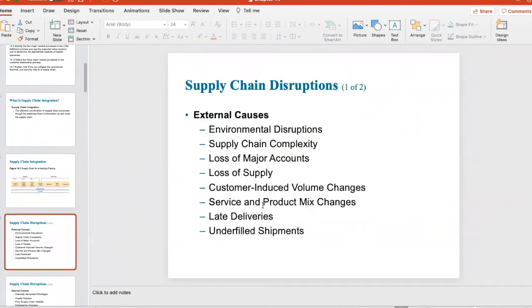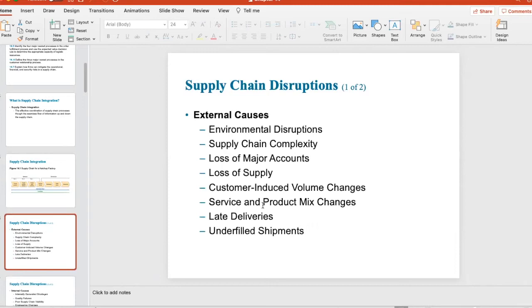Now, let's move to the supply chain disruptions. Before we even talk about supply chain integration, let's first look at what can be the possible causes of the supply chain disruptions. You can already imagine many different kinds of reasons that will finally lead to supply chain disruptions. Here, I classify them into two different types. One is called external causes. Another type is called internal causes.